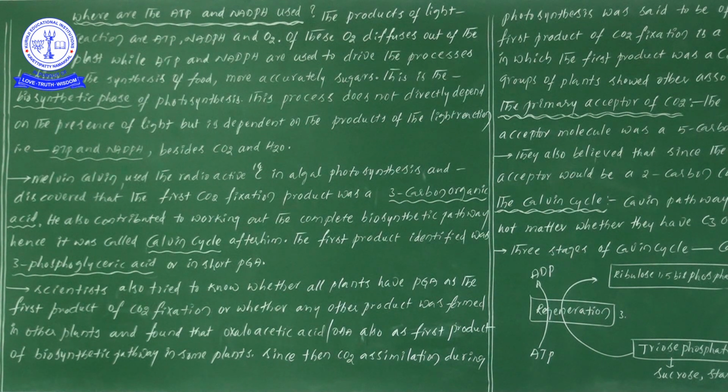Suppose light comes here, it is involved in the synthesis of ATP and NADPH, and at that time ATP and NADPH will be utilized in the dark reaction. So what is the point? In the biosynthetic phase, this process does not directly depend on the presence of light, but it depends on the products of the light reaction. Products of light reaction are nothing but ATP and NADPH only.